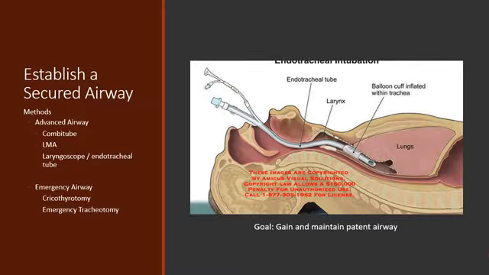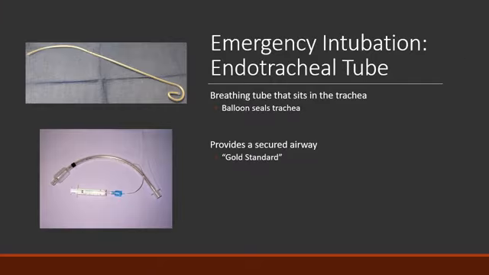Now, sometimes we need to think about securing an airway. For example, if we have a patient who is having an anaphylactic reaction and the swelling is starting to impinge on the patency of the airway, we need to be able to gain and maintain a patent airway. The ways we can do that are all advanced airways. We'll look at combi tubes, an LMA, a laryngoscope, and an endotracheal tube, which are used together. Some of the emergency airways that can be done are surgical airways, the cricothyrotomy, or emergent tracheotomy.